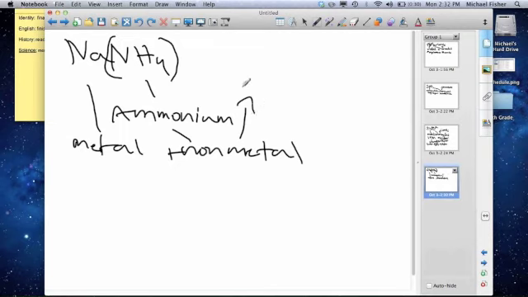Okay. So, because it's an ionic bond, there are no prefixes in the naming. So, you just write sodium ammonium.